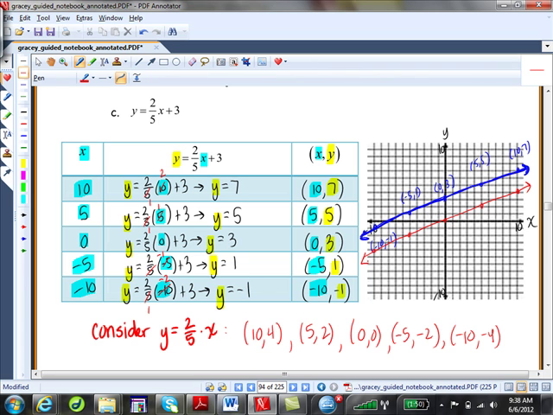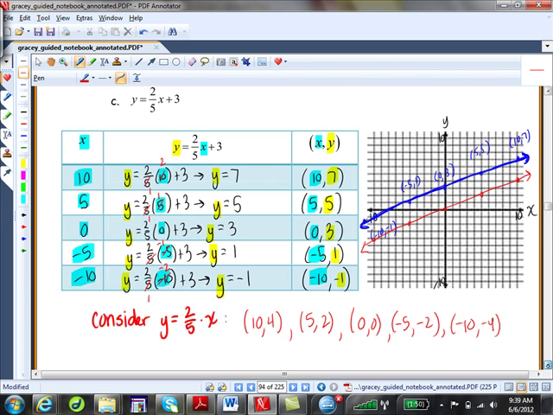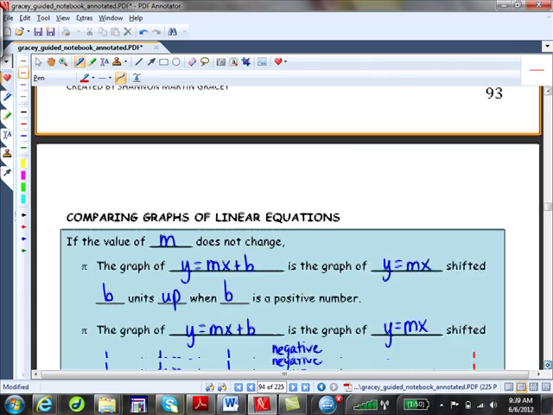So do you see the parallel lines have the same slope, so they're going to be parallel lines, and there's just a difference in the shift, up or down. Okay, so here we go.